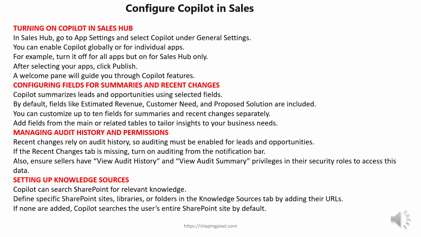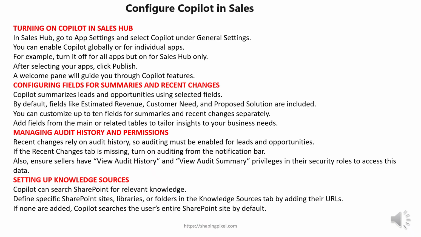Copilot summarizes leads and opportunities using selected fields. By default, fields like estimated revenue, customer need, and proposed solution are included. You can customize up to 10 fields for summaries and recent changes separately. Add fields from the main or related tables to tailor insights to your business needs.